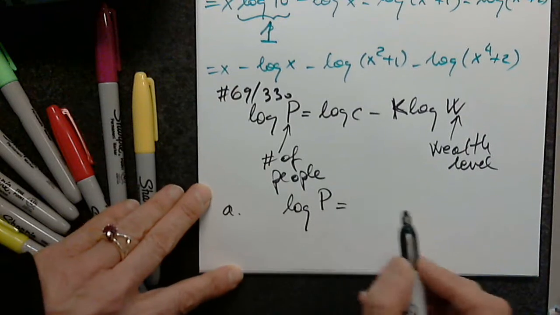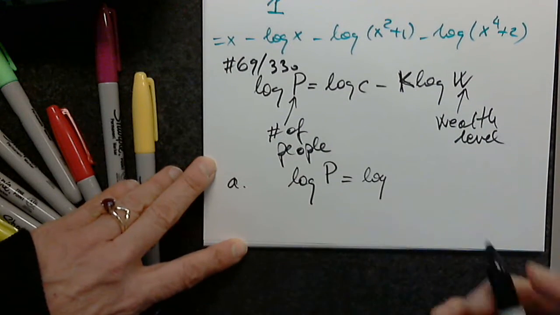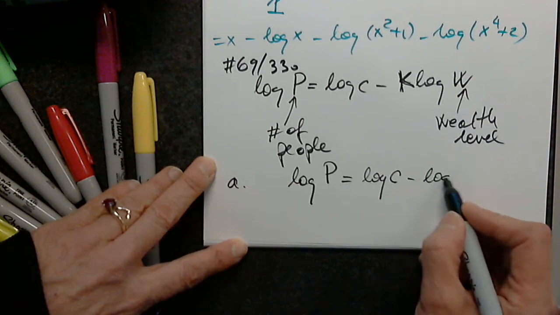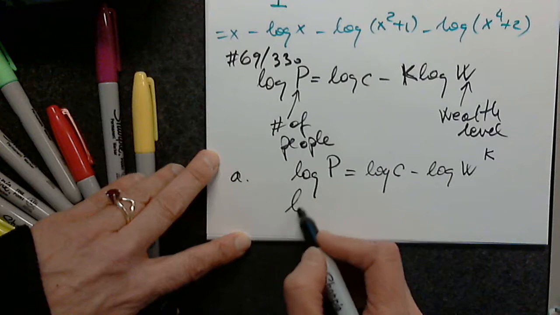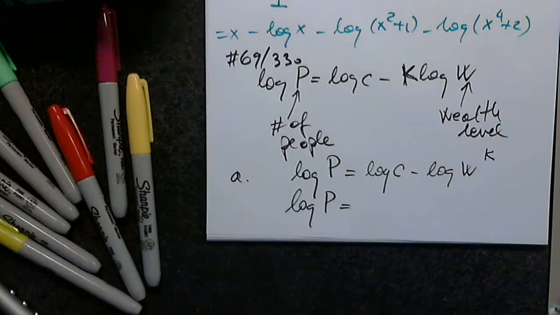So log P equals, let's do it step by step, log C minus log W raised to K. Everyone agrees with this step? So then I write log P. Be very careful, this is an equation. An equation has one left side, one equal symbol, one right-hand side. You cannot continue here and write an equal symbol here. That would be a terrible mistake and I'll have to deal with it.